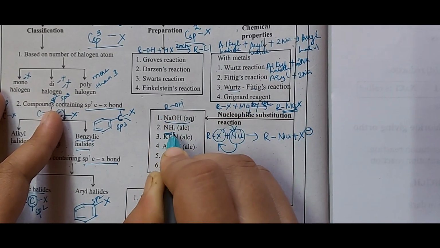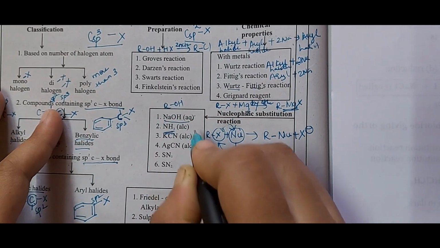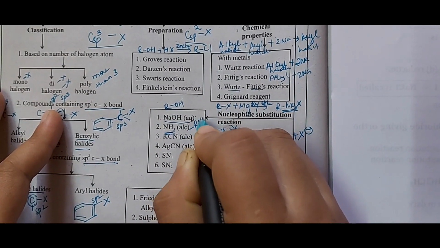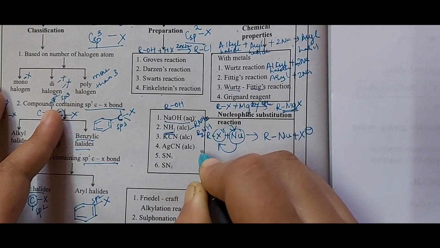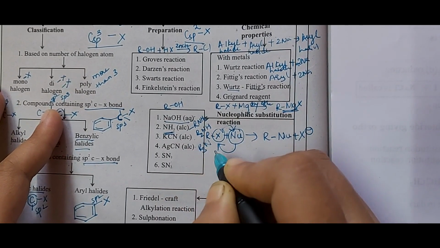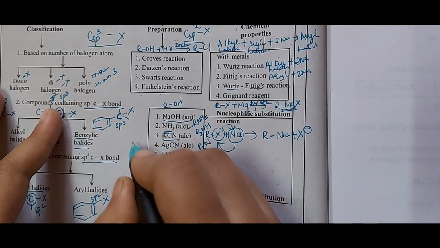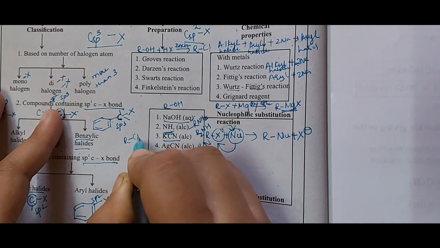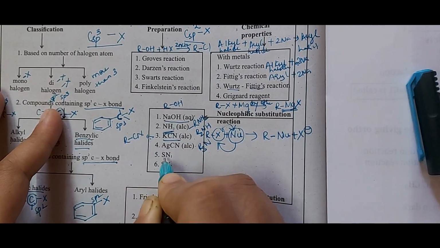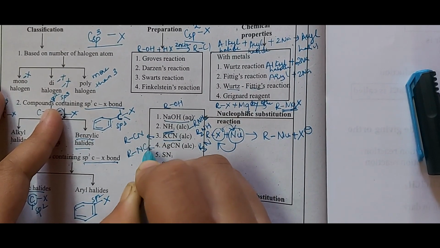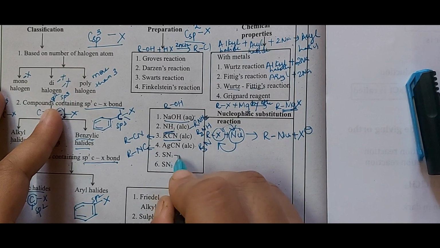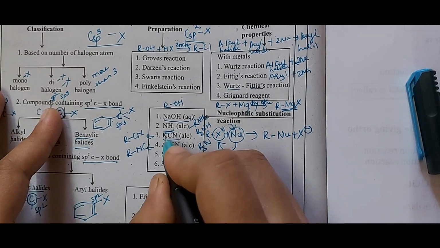With ammonia, it gives you an amine, that is a primary amine. Then the reaction of primary amine gives you secondary amine, and the reaction of secondary gives you tertiary amine. With KCN, potassium cyanide, it gives you alkyl cyanide because it's an ionic compound, and with AgCN, it gives you alkyl isocyanide because it's a covalent compound. And we'll discuss SN1 and SN2 in detail.